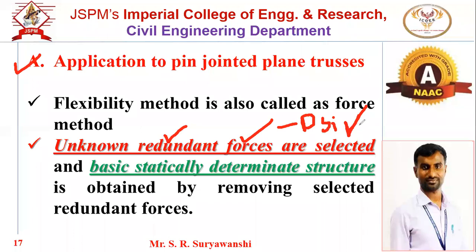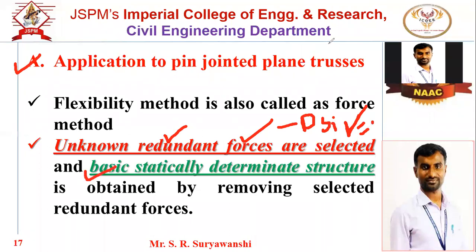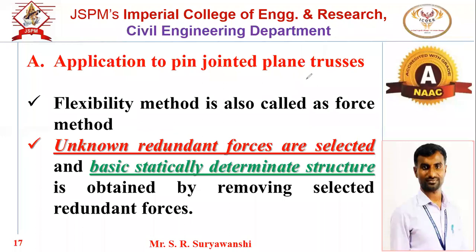Then out of that DSI value, we have to select the redundant forces or redundant members to get the basic determinate structure. Initially we have to find out the DSI. Then based on the DSI, we have to select the forces, means we have to identify the member forces or the reactions. Then we have to remove those forces that we have selected to get the determinate structure. So these are the initial stages.